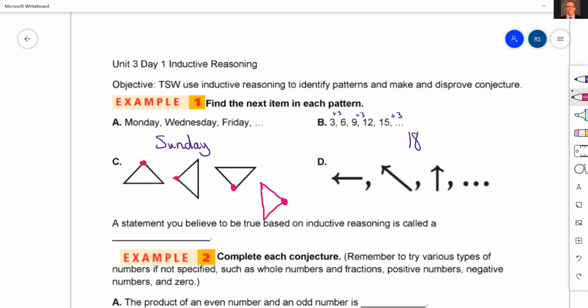Then we look at the arrow. It starts out pointing, like if you think of directions, it starts out pointing west, then goes northwest, then north. So our next turn should be northeast.